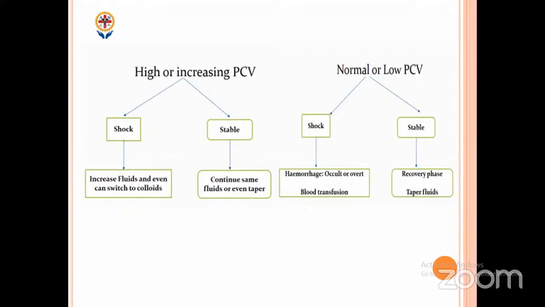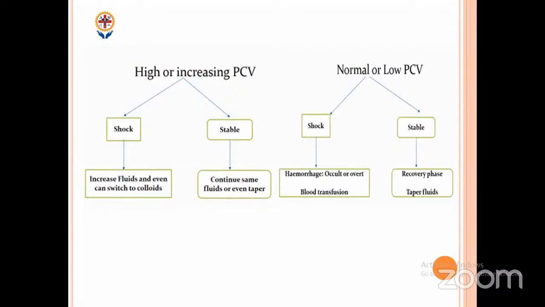If the PCV is normal or low and the child is in shock, you have to suspect hemorrhage and give a blood transfusion. If the child is stable with a normal or low PCV, you have to think the child is going into the recovery phase, and you have to taper the fluids faster. This is the important thing we need to understand in managing dengue: combine PCV with hemodynamic status.